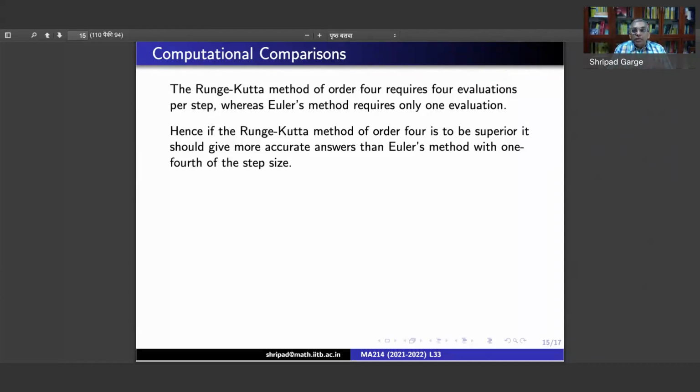And in the Runge-Kutta method, we are using the step size to be 4h. So it is just one step, and in that one step, we are using 4 evaluations anyway. And then we compare the errors. Okay, that's what we will do.